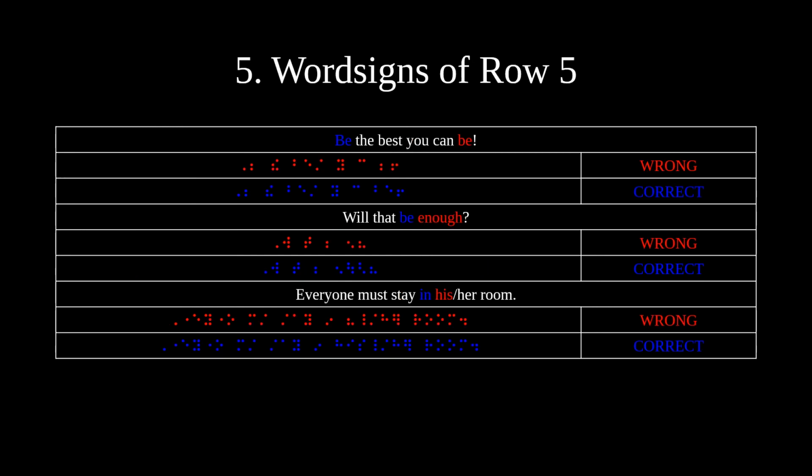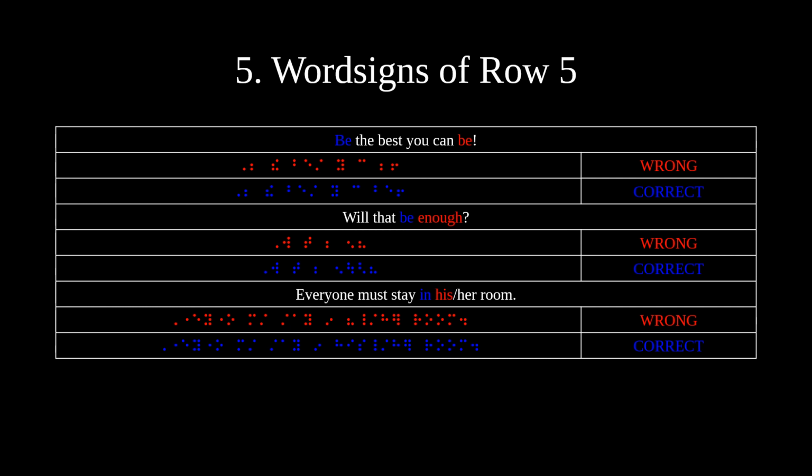The fifth rule, and the last rule that I will cover in this video, is about the word signs be, enough, were, his, in, and was. With some exceptions, none of those words may ever touch punctuation. In the sentence, be the best you can be!, you must spell the second instance of the word be in full, because it comes before an exclamation mark.